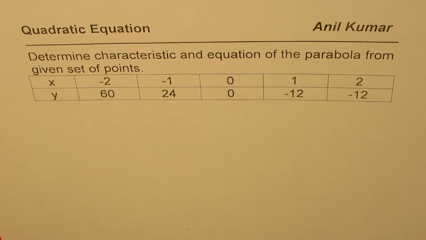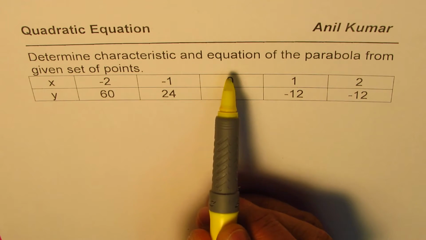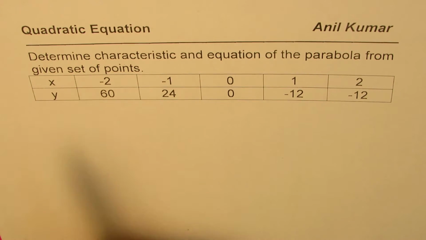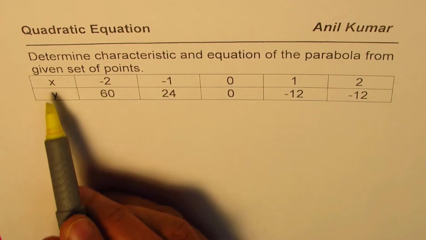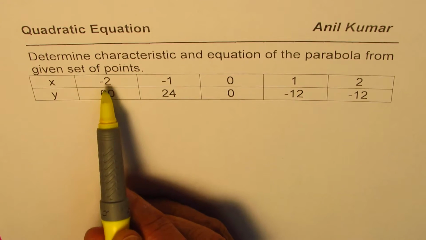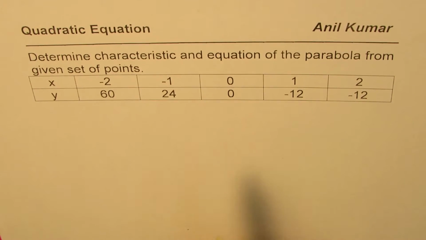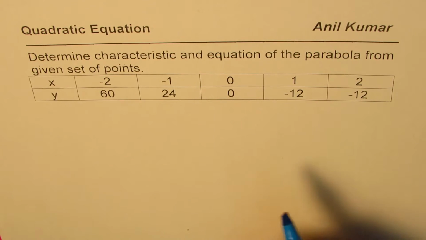The question here is, determine characteristics and equation of the parabola from given set of points. X and y, 5 points are given to us. For x value of minus 2, y is 60, for minus 1, 24, 0, 0, 1, minus 12, and 2, minus 12. To begin with, let's make a rough sketch of the parabola.